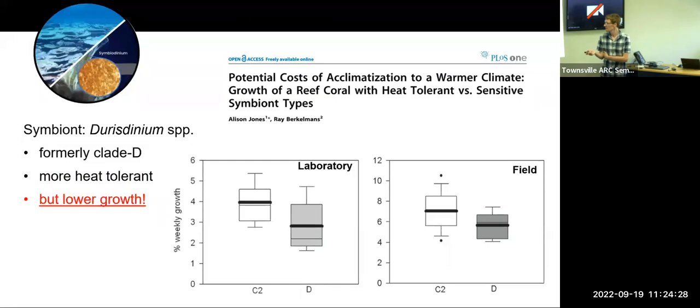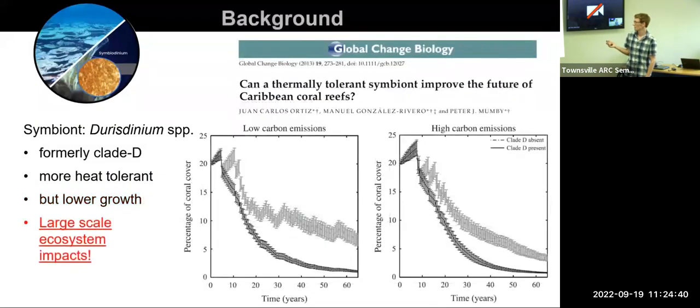And this study from Allison Jones and Ray Gottman has shown that from the field and from the lab. But these are small differences in growth, so what does that mean when you scale it up to the ecosystem? This study by Juan Carlos Ortiz, you're looking at a future projection from a reef ecosystem model of a clade D Durusdinium dominated coral community. And it actually results in, they have a higher heat tolerance, but because of the lower growth, which means you reach fecundity later and produce fewer eggs, it results in a faster decline in coral coverage through those projections.